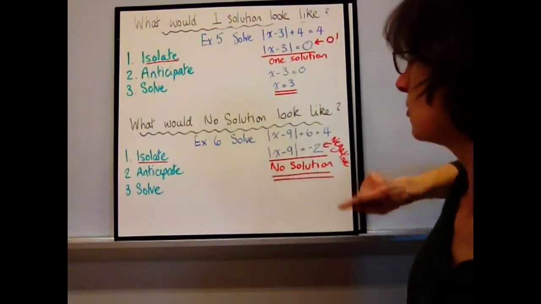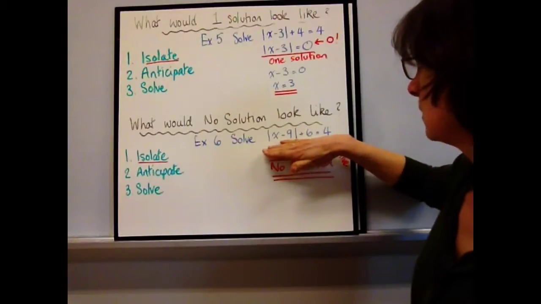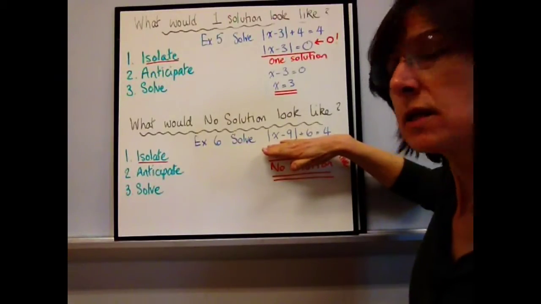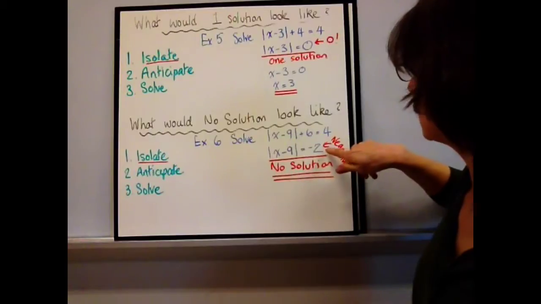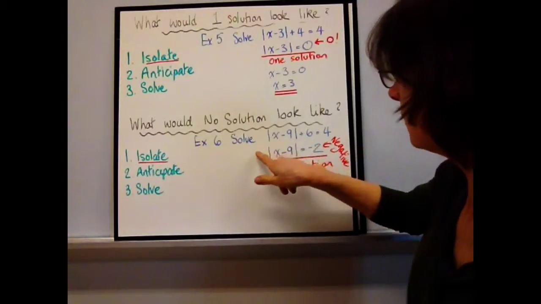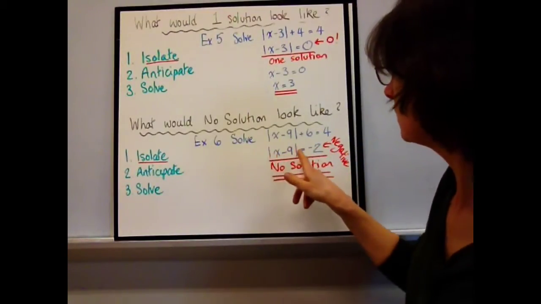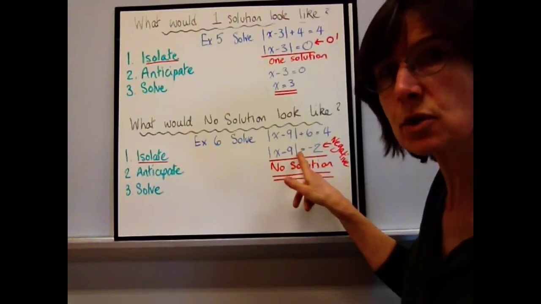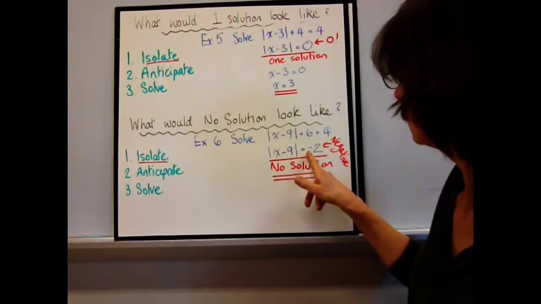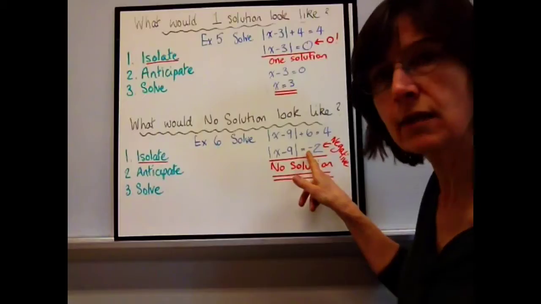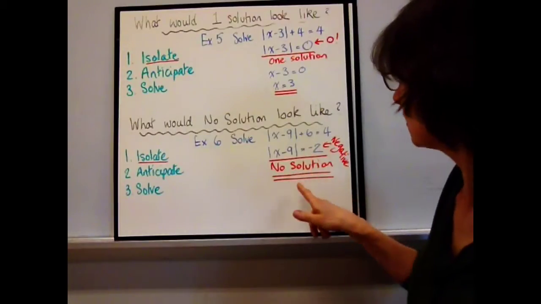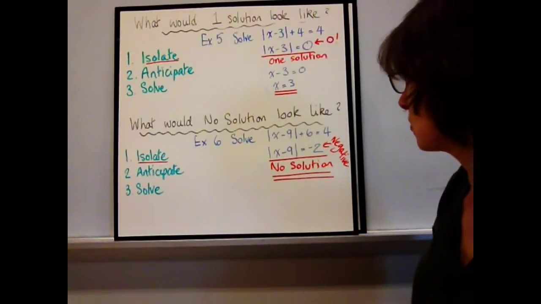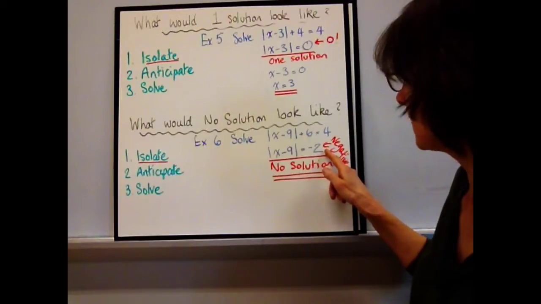And then what would a no solution look like? Here's one. So I'm going to subtract 6 from both sides. Well, 4 minus 6 is negative 2. So if there's nothing else going on the outside of these absolute value bars, and there's no more solving to do, I'm stuck with an absolute value equal to negative 2, and that cannot happen. So that's what it looks like when it's a no solution. It's when this value on the right-hand side is negative.